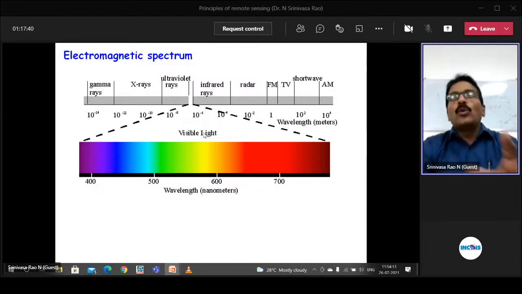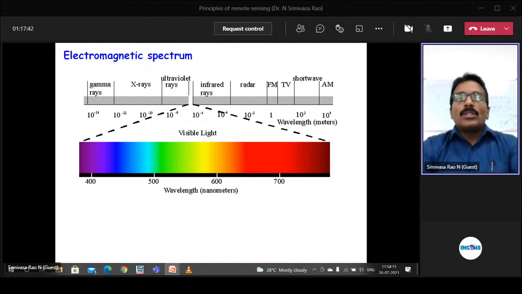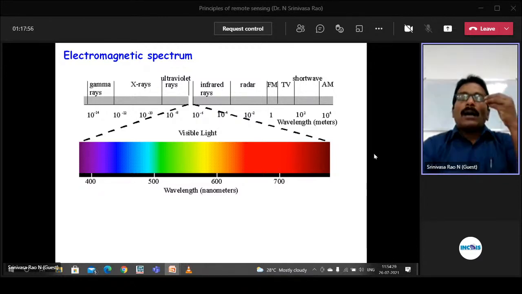Why does visible light mean this? In this region, 400 to 700 nanometers, our eye is sensitive. Below 400 nanometers and above 700 nanometers, even though the light carrying that information comes to our eye, our eye is not sensitive to that light. That's why we are unable to capture that information. So our eyes are sensitive only to 400 to 700 nanometers, as I mentioned in the first slide.